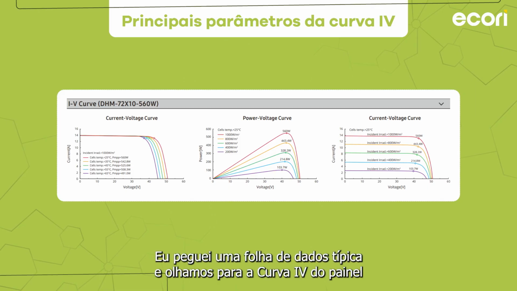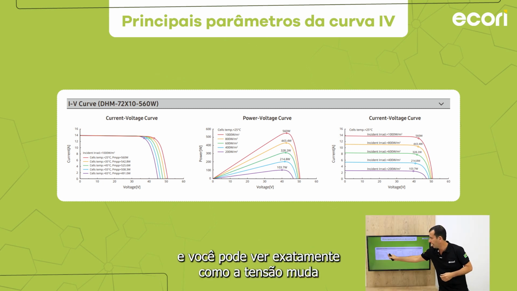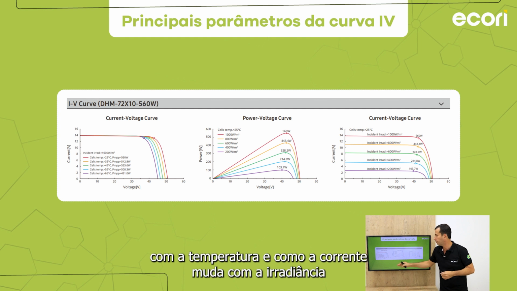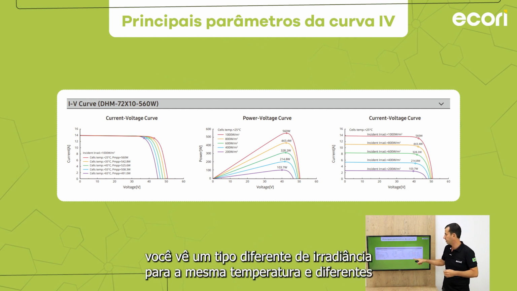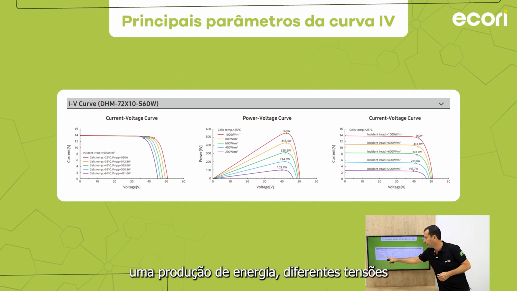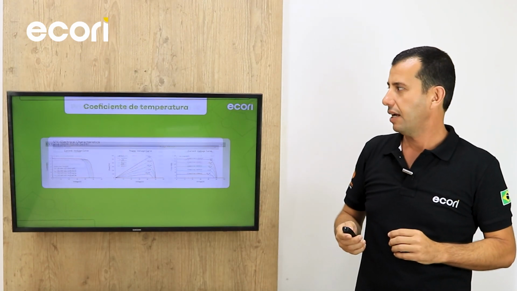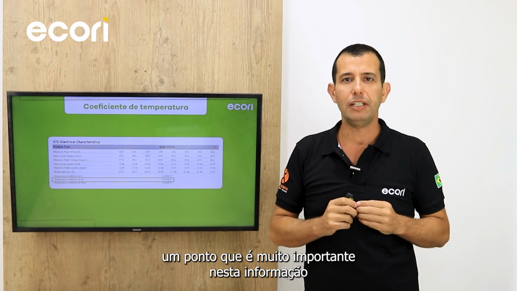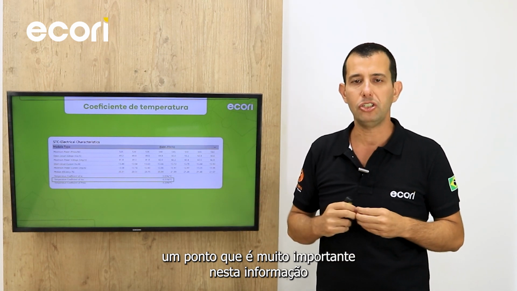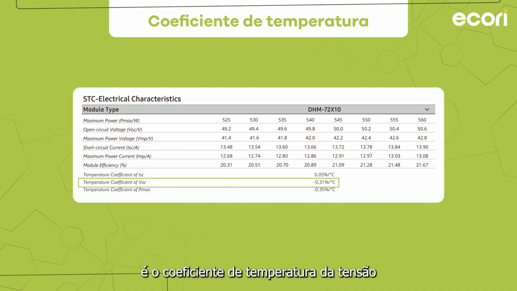I took a typical data sheet and we look at the IV curve of a panel, and you can see exactly how the voltage changes with the temperature and how the current changes with the irradiance. You see different kinds of irradiance for the same temperature and different power production, different voltages for the same fixed irradiance. One point which is very important in this information is the voltage temperature coefficient.